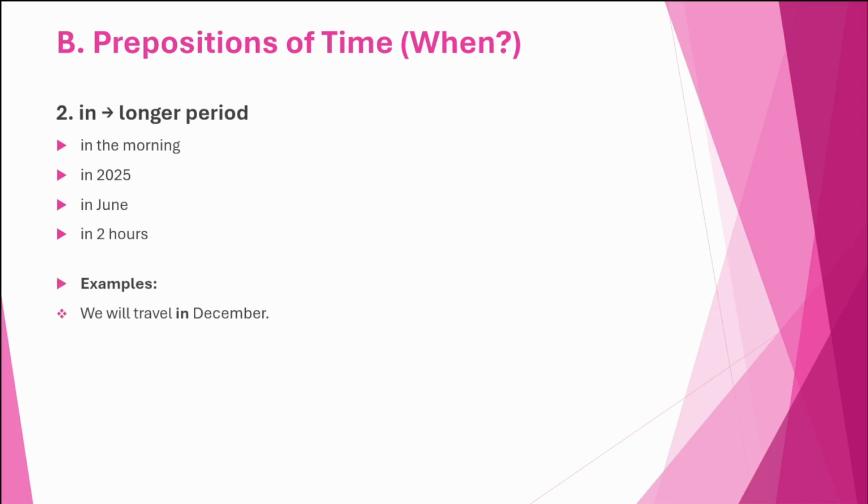So to use this properly, you can use it like, we will travel in December. That is, we have the plan to travel during the month of December. Or he was born in 2001. That is, he was born sometime in 2001, but it is not clear at what date he was actually born.